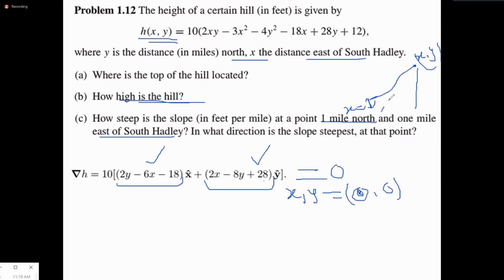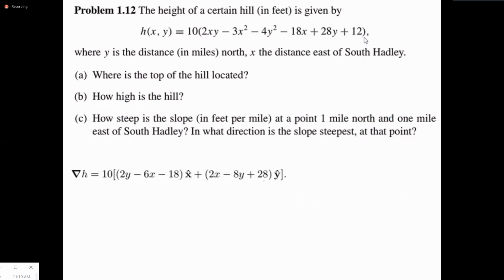Okay, so you have the coordinate x equals 1, y equals 1, and then you have to find out the steepness of the slope. So you will calculate the gradient at that point.